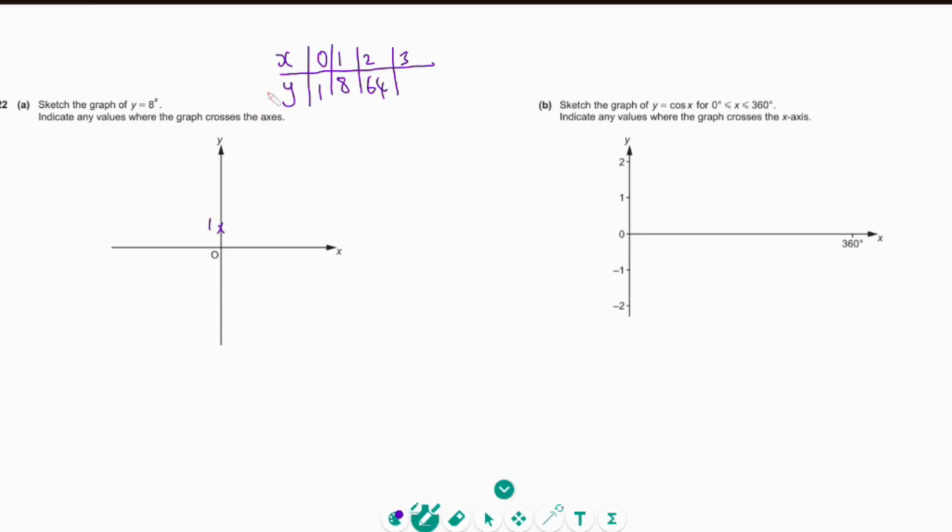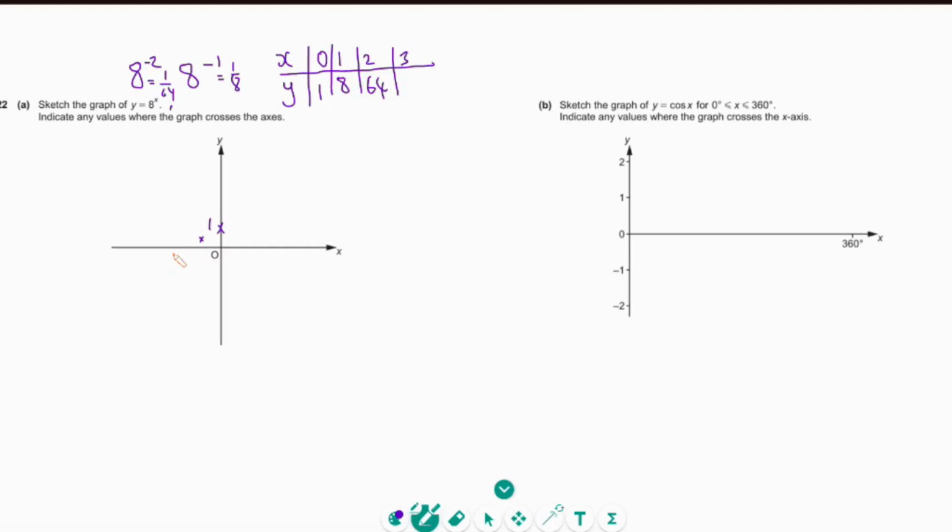Let's just have a look at some of the negative values on the other side. So x is negative 1. 8 to the negative 1 is 1 over 8, which is quite small, 1/8. And then 8 to the power minus 2 would be 1 over 8 squared, 1 over 64, which would be teeny tiny.